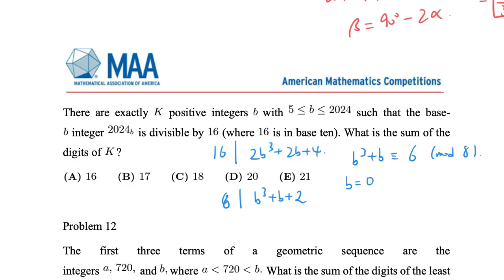So b equal to 0 gives 0, 1 gives 2, 2 gives 2, 3 gives 27, that gives 3, plus 3 is 6, so this works. 4 gives, this thing would vanish because it has too many factors of 2. This would give 4, so this doesn't work.